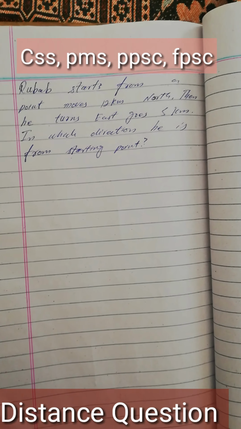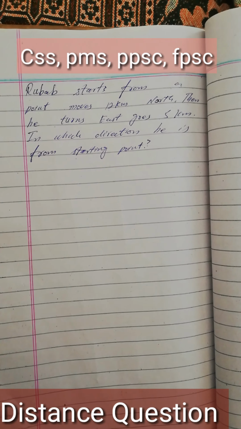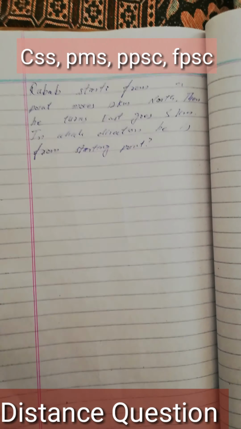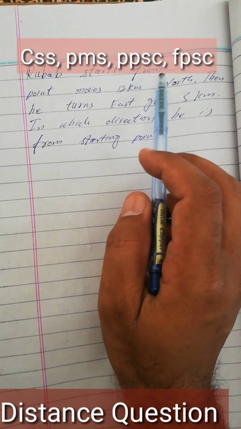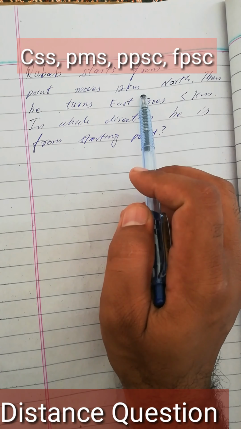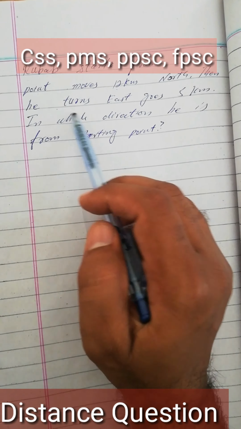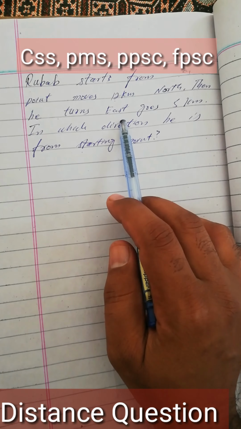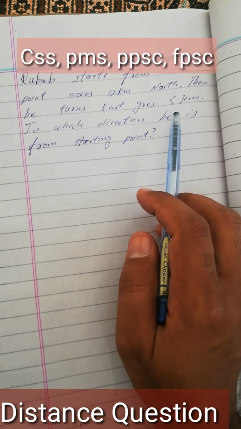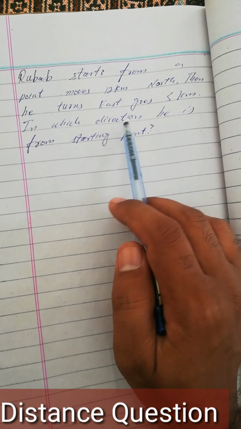I am here with another distance question in which we have to tell about the direction. The question is, Rubab starts from a point, moves 12 km north, and then he turns east and goes 5 km. In which direction is he from the starting point?